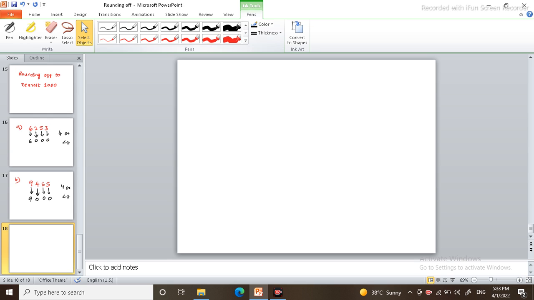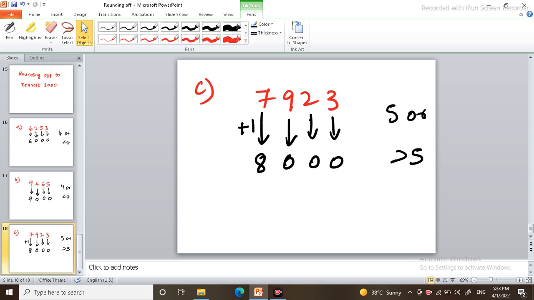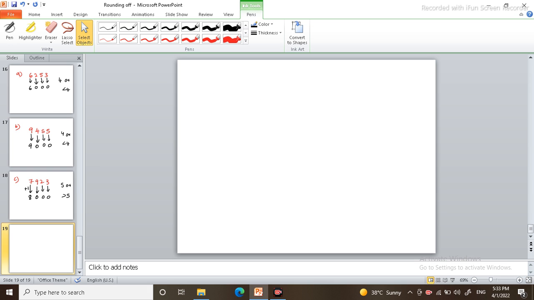Next example, 7923. See, here it is 5 or more than 5. When it is 5 or more than 5, what rule applies? First you place zeros in the hundreds, tens and ones places. Whatever is there in the thousands place, add 1. So when 7923 is rounded off to the thousand, the answer will be 8000. Remember, the value will change at the thousands place.